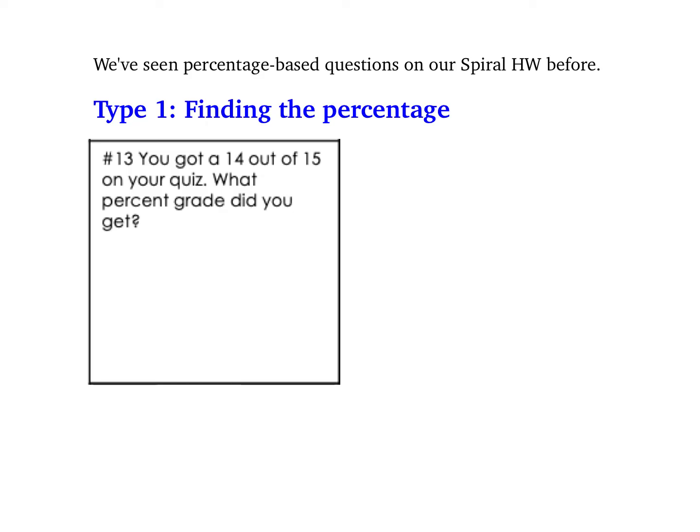So you've seen a couple of percentage-based questions on your spiral homework before, such as this one from a few weeks ago. It says you got a 14 out of 15 on your quiz. What percent grade did you get? So for these questions, when you're trying to find the percentage, we've talked about how you would divide. So you would take 14 divided by 15. Now that alone gives you a decimal. So to get a percentage, that's why you multiply by 100 at the end. So 14 divided by 15 times 100 would give you 93.33, and those threes are repeating.